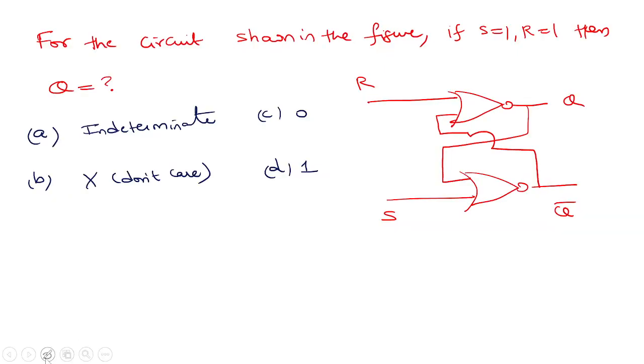Let's move on to the basics of sequential circuits. So this is an RS latch, and for the circuit shown in the figure, if S is 1 and R is 1, then Q is what?